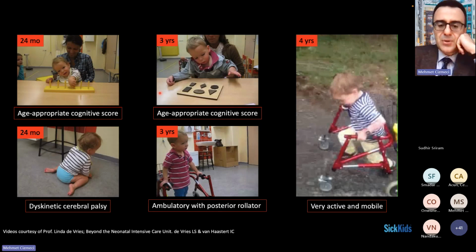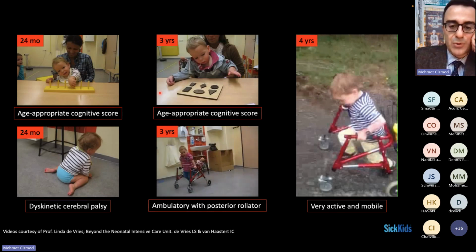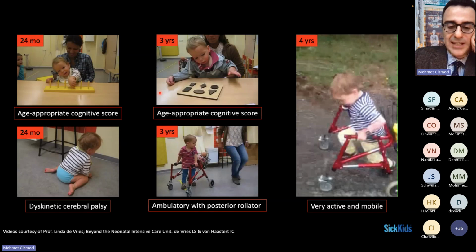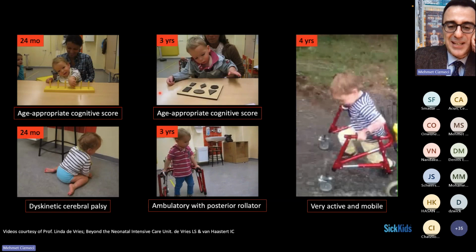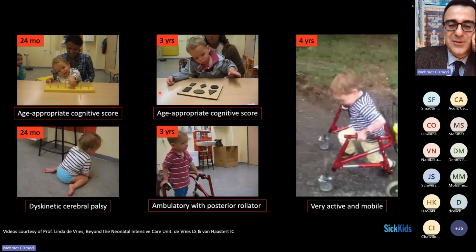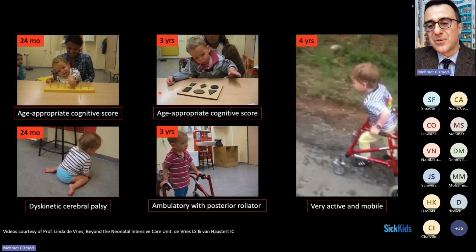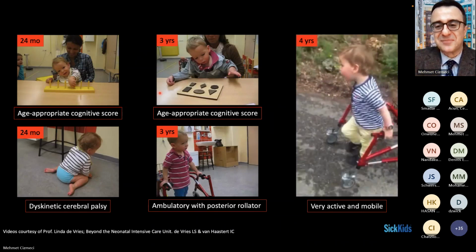So at 3 years of age, this baby is now ambulatory, and with the help of a posterior rollator, the baby is now actively walking, not independently, but it's a very good sign for the baby. So they continue to explore their environments, which is a good sign for their cognitive development. And at 4 years, with minimal help from the posterior rollator, you can see that the baby is climbing up a hill very nicely.